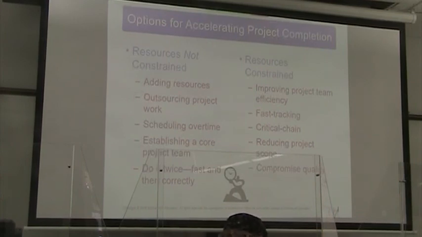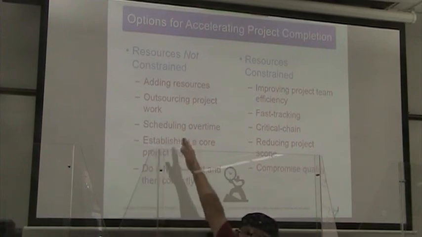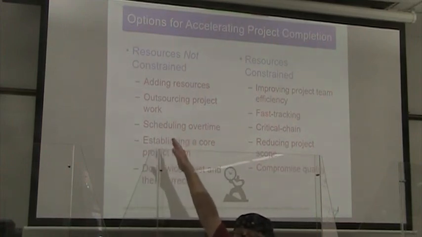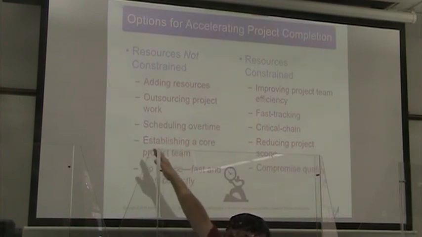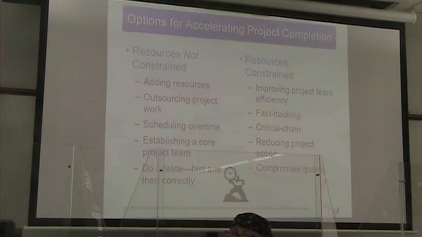Now, in a real world situation, we may run into a situation where we have both of these situations on different parts of the project, right? We may have part of the project where we've got plenty of resources and we can throw more at it. But other parts, the resources are constrained. We don't have more resources that we can use.